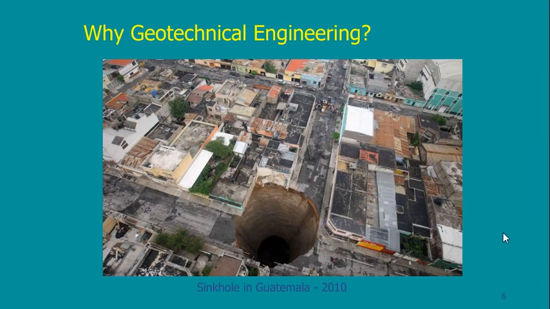Another thing, why geotechnical engineering? This is a city, and there is a big hole. This is called a sinkhole. Sinkhole means that in the ground, suddenly you find a hole in the ground, and everything on top falls down.